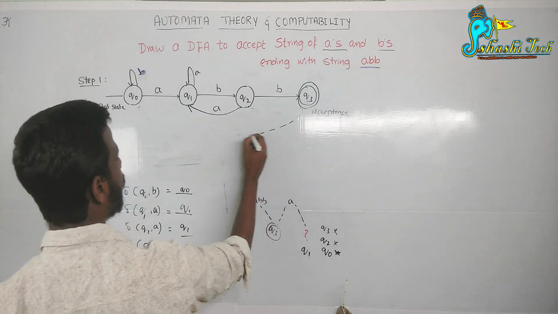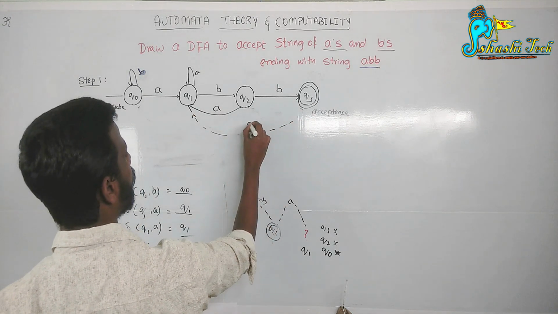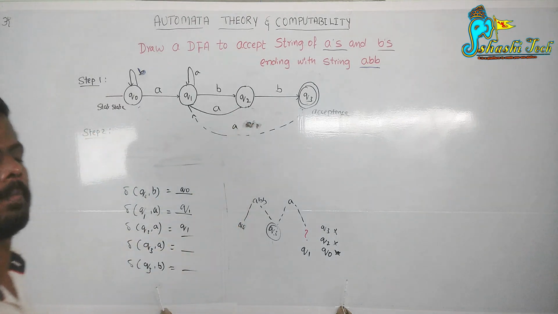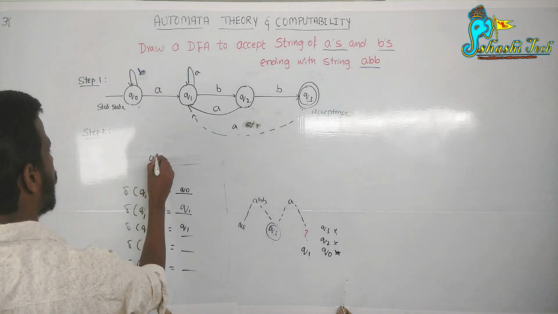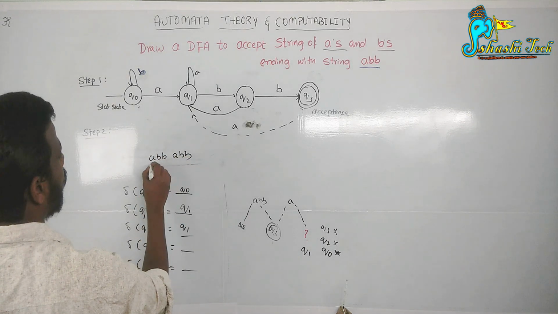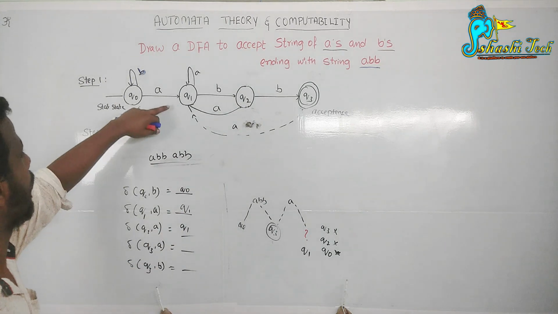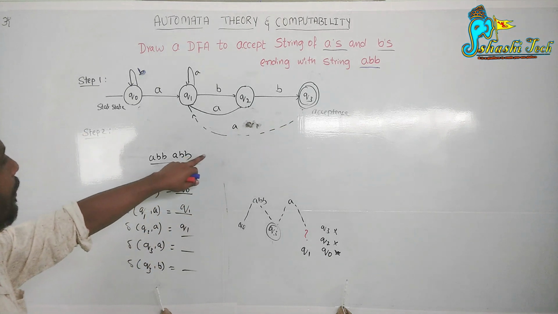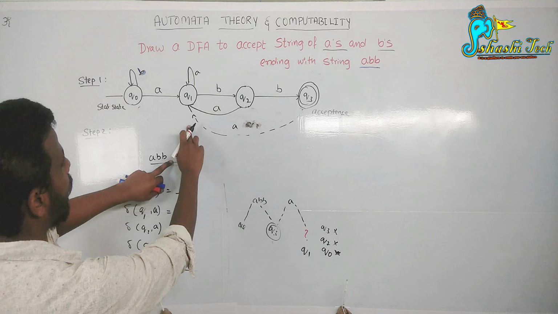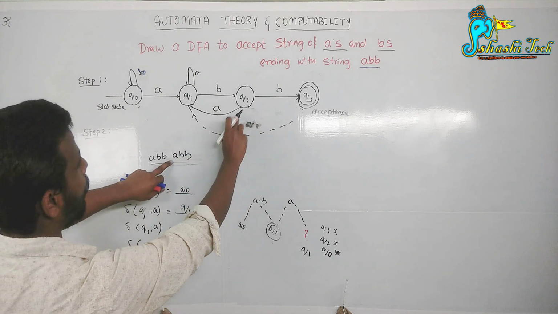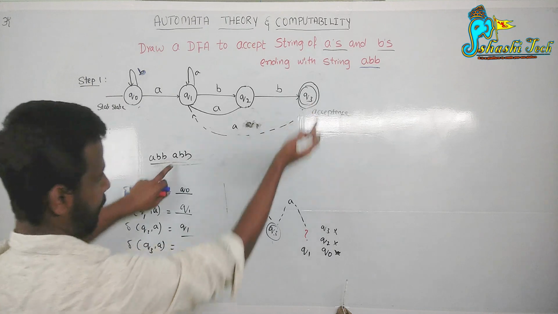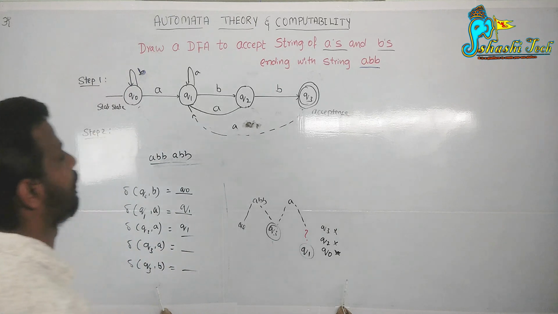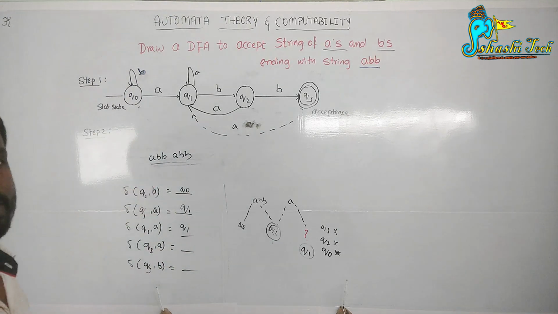Okay. We shall check for that also. Same string: A, B, B, A, B, B. Q0 upon accepting A, Q1, Q1 upon accepting B, Q2, Q2 upon accepting B, Q3, Q3 upon accepting A, it is going to reach Q1, Q1 upon accepting B, Q2, Q2 upon accepting B, Q3. Done. This is the correct answer. Q1 is the correct answer. It is accepting the string.